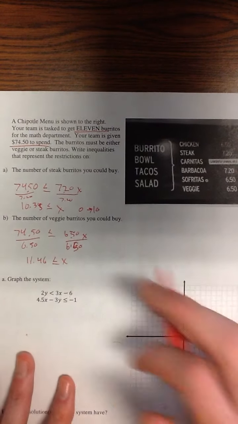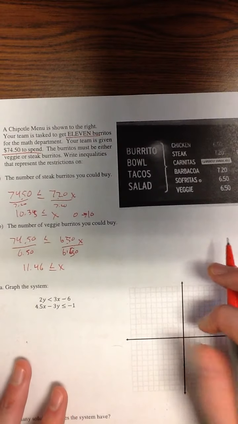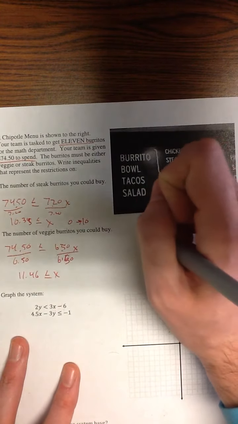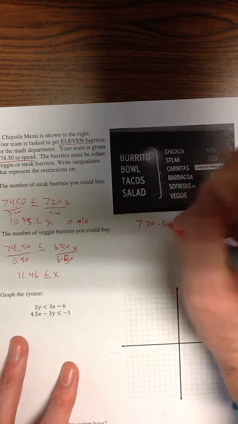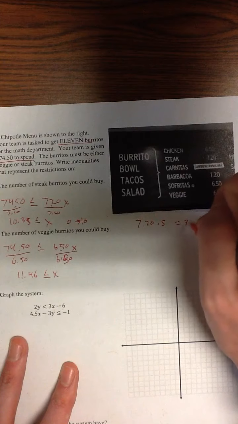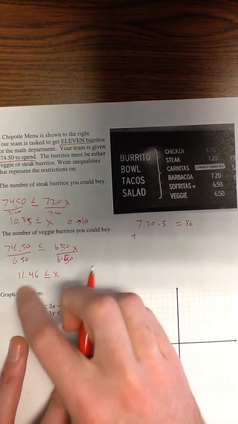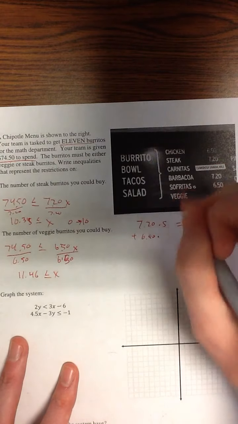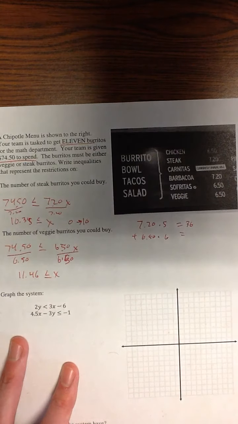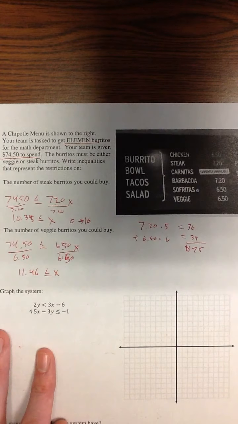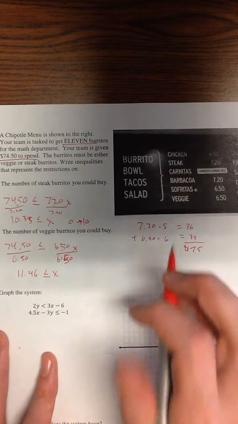So we can do guess and check. That's usually a good strategy. Let's say I only wanted to buy 5 of these. That would be 7.20 times 5, which is 36. I also need to add 6.50 times, well, I need 6 more burritos. That gives me 39, and that's $75. So that's still too much, but I'm pretty close.